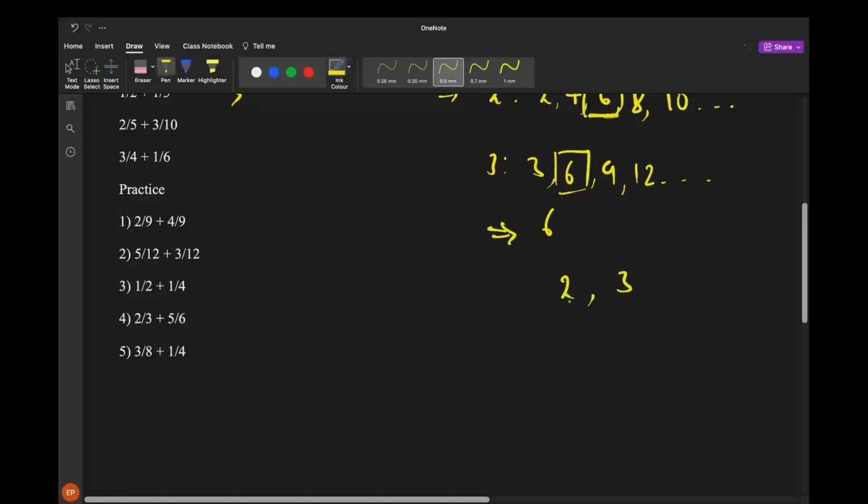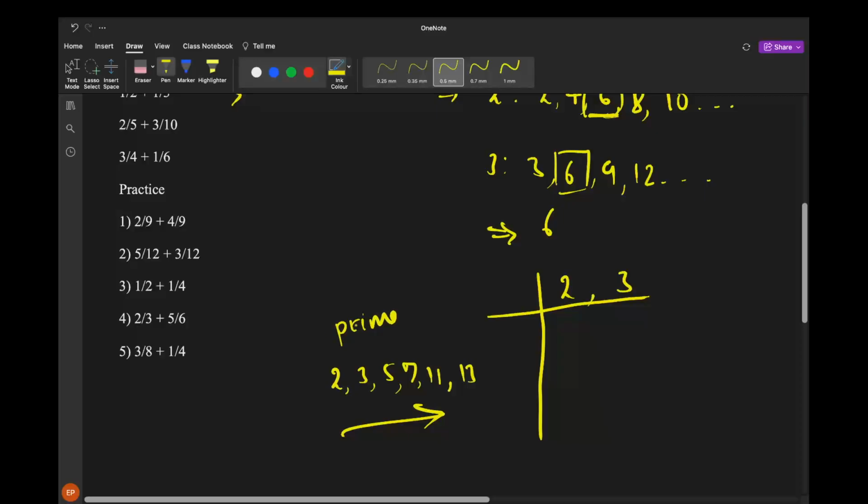2 comma 3, right? What we have to do? Just go on dividing until we get 1 as the final answer. Usually we go with prime numbers. Which are the prime numbers? 2, 3, 5, 7, 11, 13. These are the prime numbers, right? So we have to go with prime numbers. Which is the first prime? 2. If not 2, then go for 3, then 5, like that.